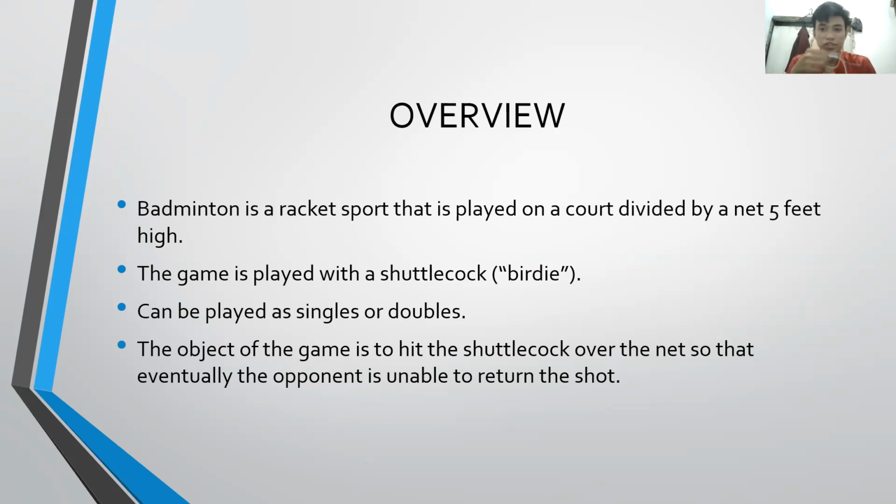Overview. Now I'm gonna just read this. Badminton is a racket sport that is played on a court divided by a net 5 feet high. The game is played with a shuttlecock, birdie. Can be played as singles or doubles. The object of the game is to hit the shuttlecock over the net so that eventually the opponent is unable to return the shot.